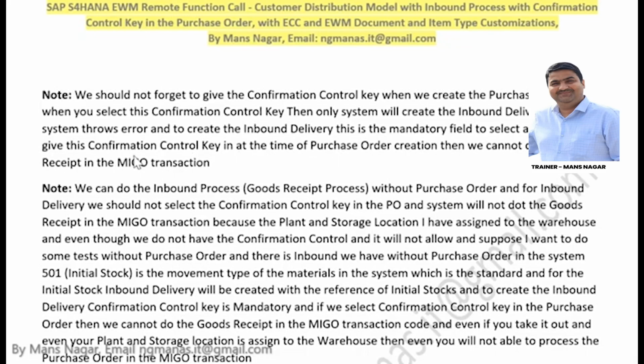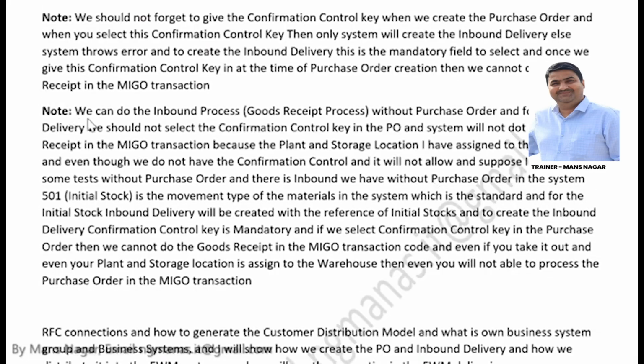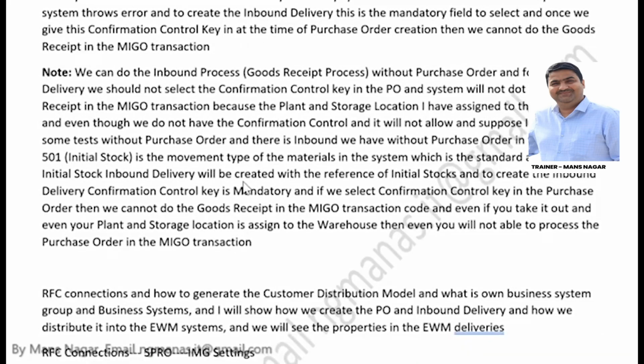So if we give the confirmation control key at the time of purchase order creation, then we cannot do the GR through the MIGO transaction code, and we can do the inbound process GR without a purchase order. For the inbound delivery, we should not select the confirmation control key in the PO. So these are the very important points I mentioned here.